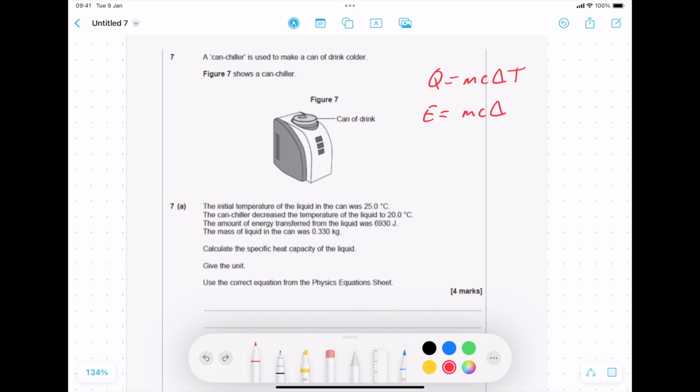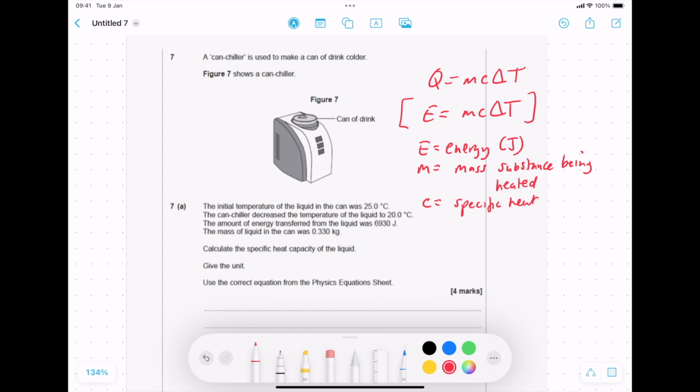Okay, so I'm going to stick with this one, which is E equals mc delta T, where E is the energy of the reaction in joules. M is the mass of the substance being heated. So this could be water, as it is in a lot of the chemistry examples, but in physics it could be water, it could be a metal, it could be an oil. C is the specific heat capacity of the substance, which either you have to work out or it's supplied to you if you've got to work out something else.